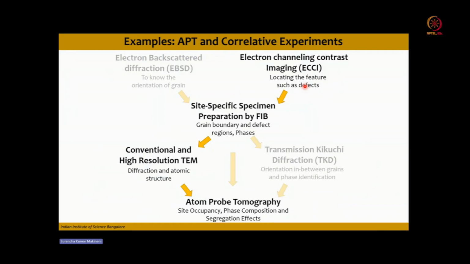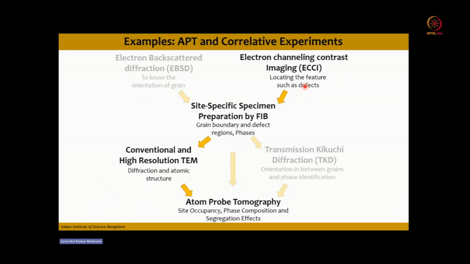With this, I will end this class now. I have given you examples of grain boundaries and how atom probe tomography in conjunction with transmission Kikuchi diffraction can be used to identify the segregation behavior or the nature of the boundaries that controls the overall creep properties.